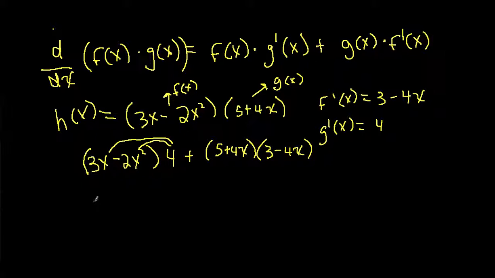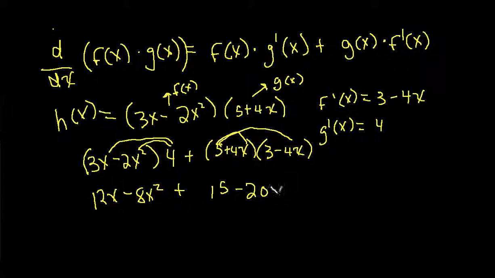So we distribute this, and it becomes 12x minus 8x squared. Plus, now we're going to distribute this. So we get 15 minus 20x, so that's the 5, and now we have to distribute the 4. And we get plus 12x, 4 times 4, minus 16x squared. And the reason I do x squared is because it's 4x times 4x, so the x's are getting multiplied by each other, which makes the squared.